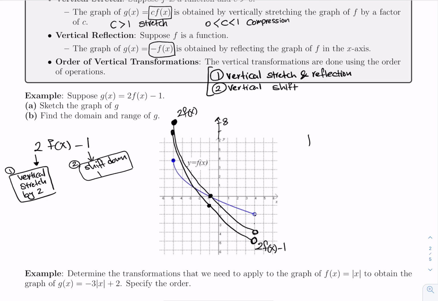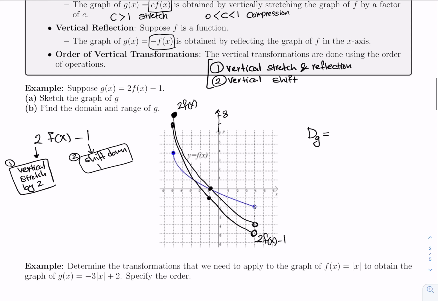What is the domain of this function? Domain of g. The domain of the function didn't change. We didn't make any changes to the x coordinate. Only the y coordinate changed. So domain remains the same as domain of f. As you can see, begins with negative 5 closed all the way to open 4. The range, however, has changed. Range of g begins from negative 5 open all the way to 7 closed.